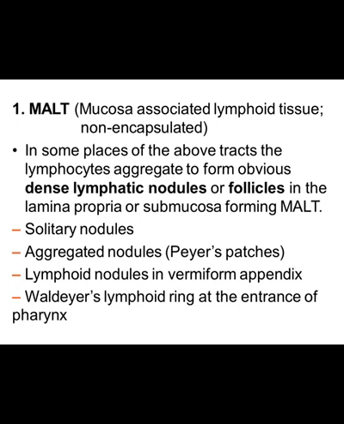In some places of the above mentioned tracts, that is the respiratory tract and digestive tract, the lymphocytes aggregate and form dense lymphatic nodules or follicles in the lamina propria or submucosa. And this forms MALT. These are solitary nodules. It may be aggregated nodules as in Peyer's patches of the ileum, or lymphatic nodules in the vermiform appendix, or as a ring, that is Waldeyer's lymphoid ring at the entrance of the pharynx.